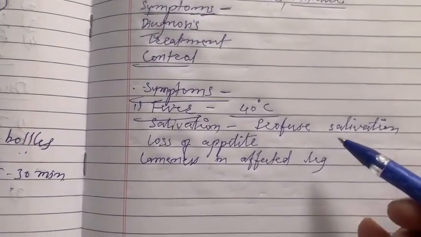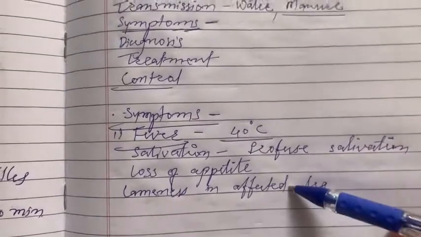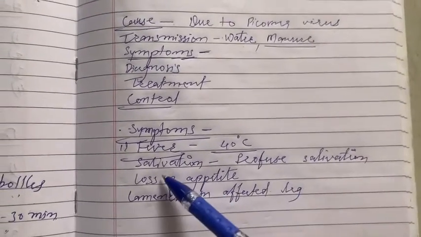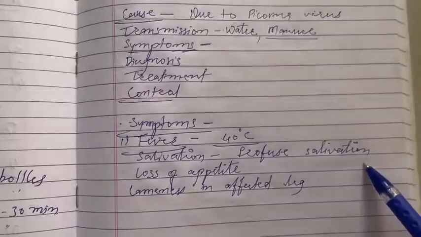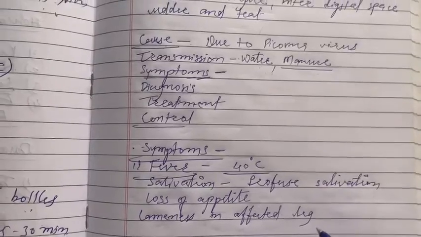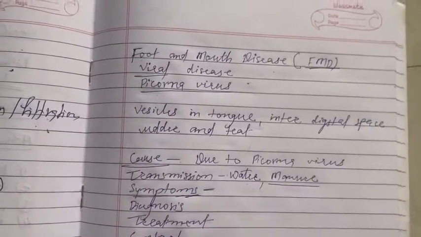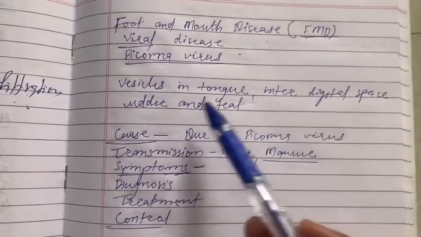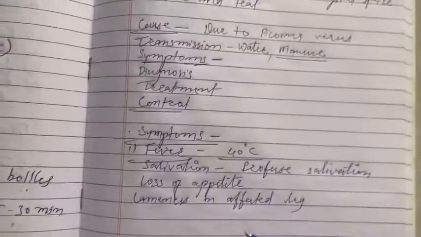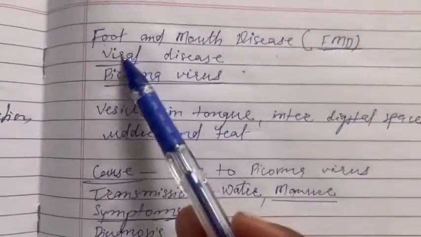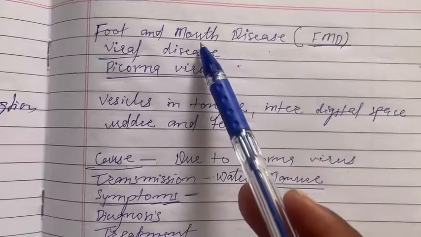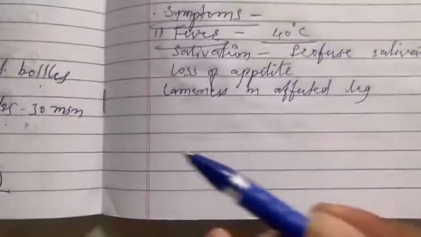Okay, so these are the important 6 symptoms. The first one is the fever. Fever generally reaches 40 degrees Celsius. The profuse salivation, then loss of appetite, where the animal refuses to eat, then lameness in the affected leg, and most importantly the vesicles in the tongue or in interdigital spaces like the udder and teat. As the name of the disease indicates, foot and mouth disease, lesions or vesicles are generally found in the foot and mouth of these animals. So these are the symptoms.